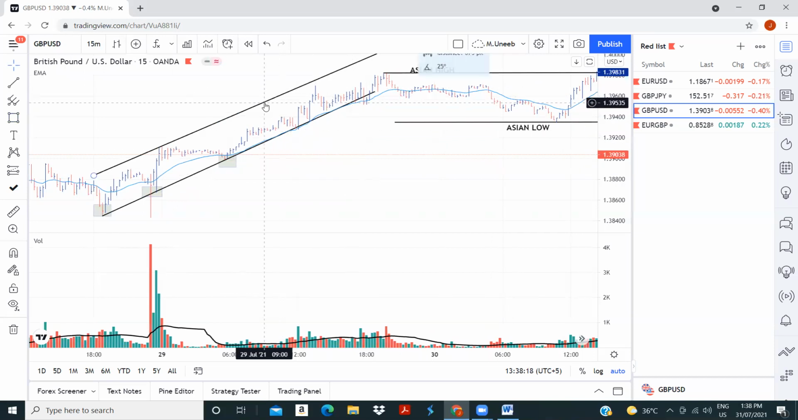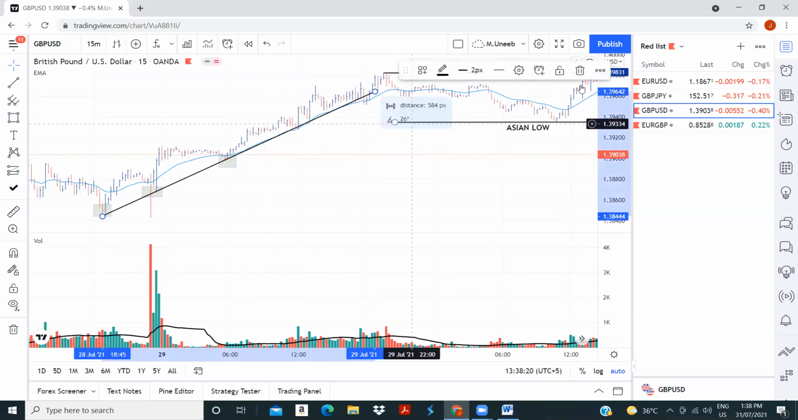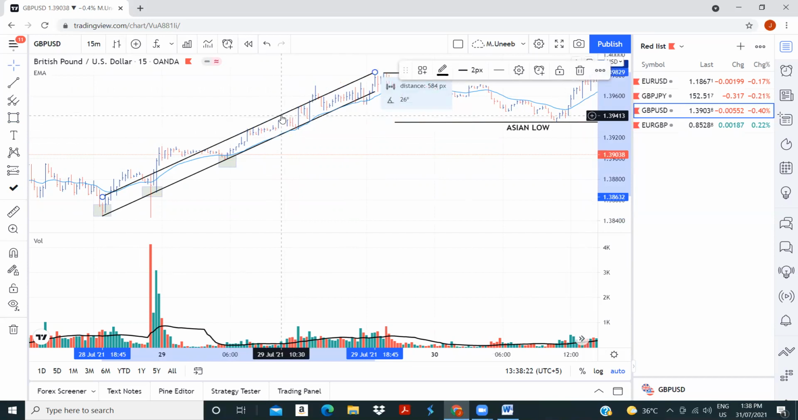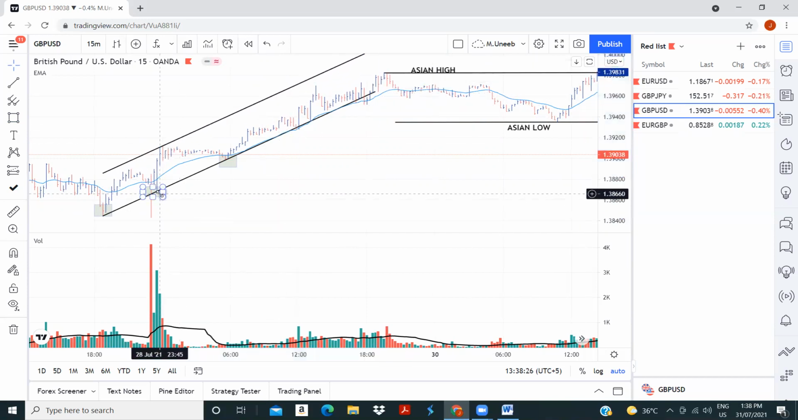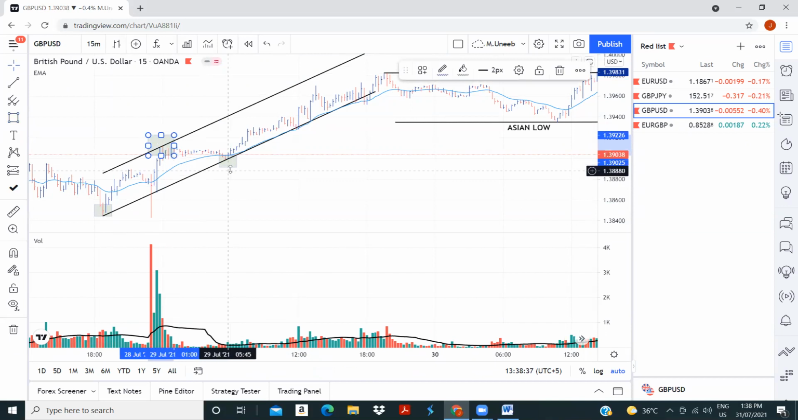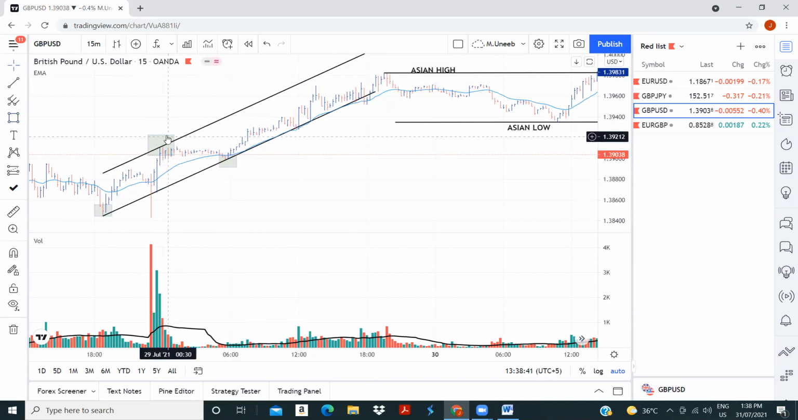And I clone it and drag it to the high of this one. This was a shakeout, so I took this low. Whenever I see a shakeout, I go for the next low. So these are the two swing lows, and this is the intermediate point between this swing low and this low. This is the intermediate high.